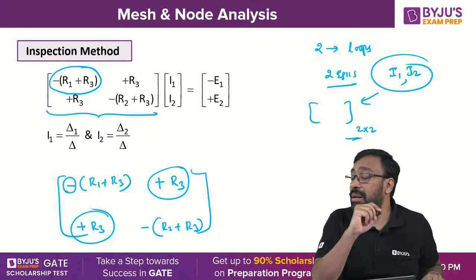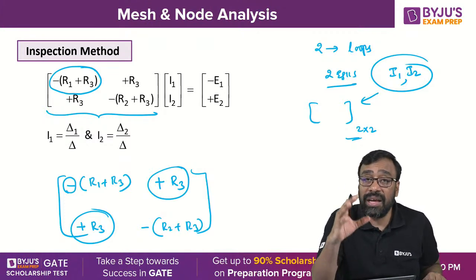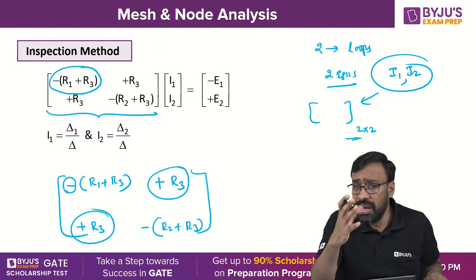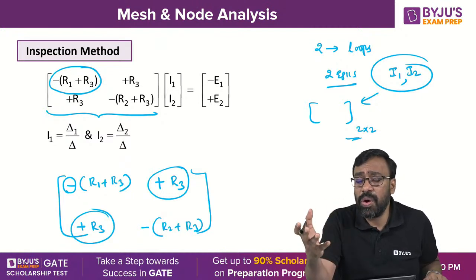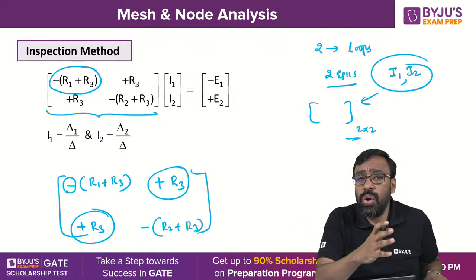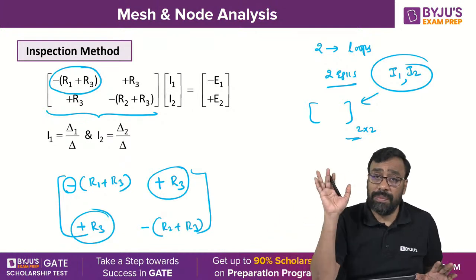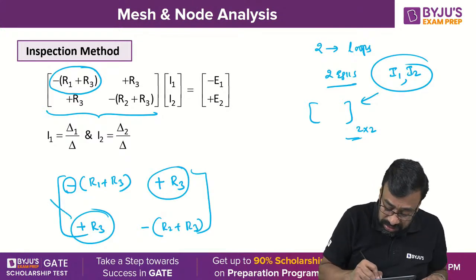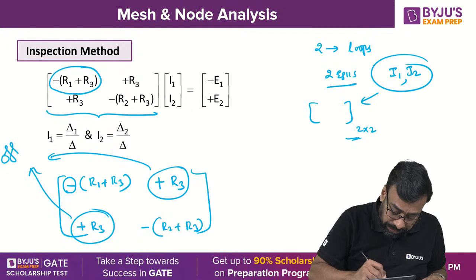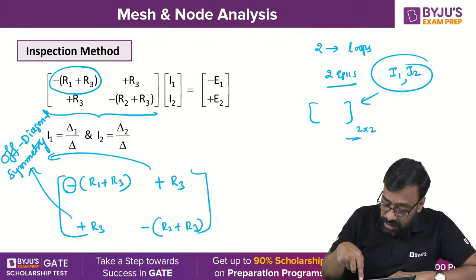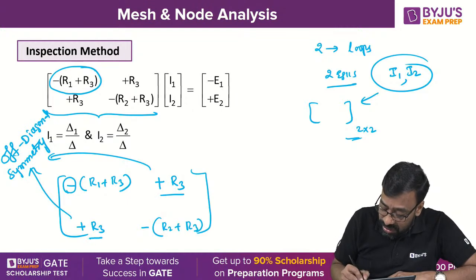The 1 2 element is the same as the 2 1 element because it will satisfy off diagonal symmetry. Off diagonal symmetry means what? In matrices, I think you might have already studied it in your linear algebra. What is the off diagonal symmetry property? The ith row jth column element is the same as the jth row ith column element. Yes or no? That is what I am applying here. Off diagonal symmetry is satisfied here. According to off diagonal symmetry, the 1 2 element is plus R3 and the 2 1 element is also plus R3.